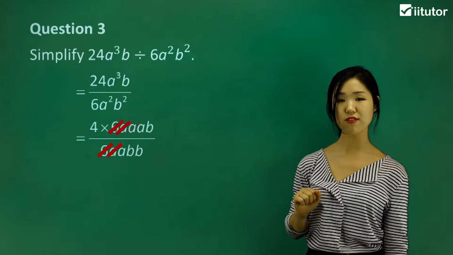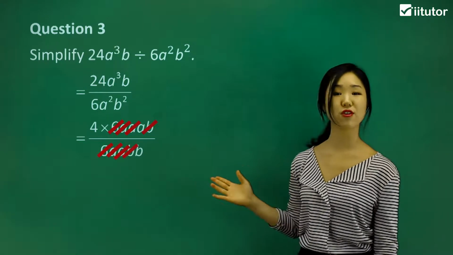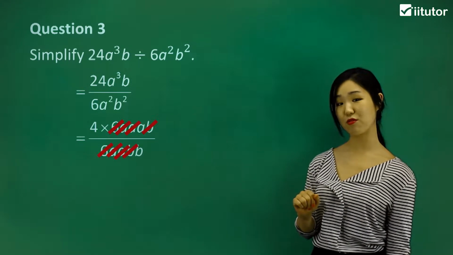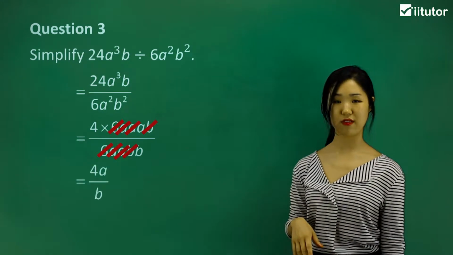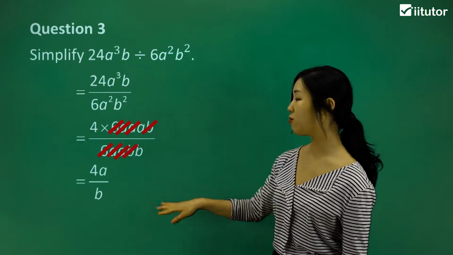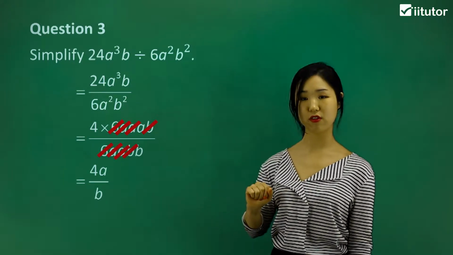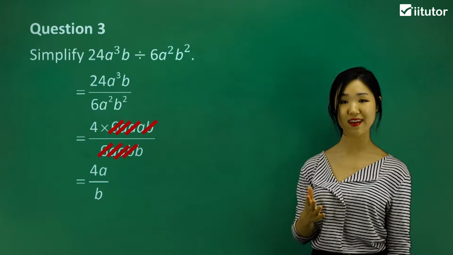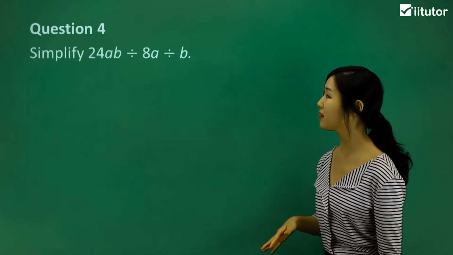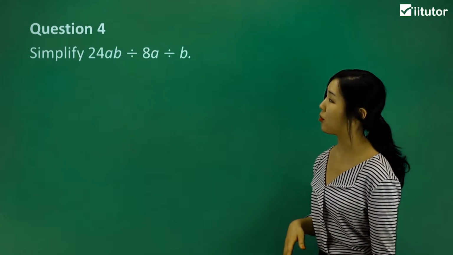So we cross out the 6's and the a's and also the b's. So can you see we crossed out the right numbers on top and bottom? So what's left, guys? We're just left with this: 4a on b. Just the 4 and one of the a's left on the top and only one b left on the denominator. Make sense, guys? As simple as that. Alright, let's move on to question 4.